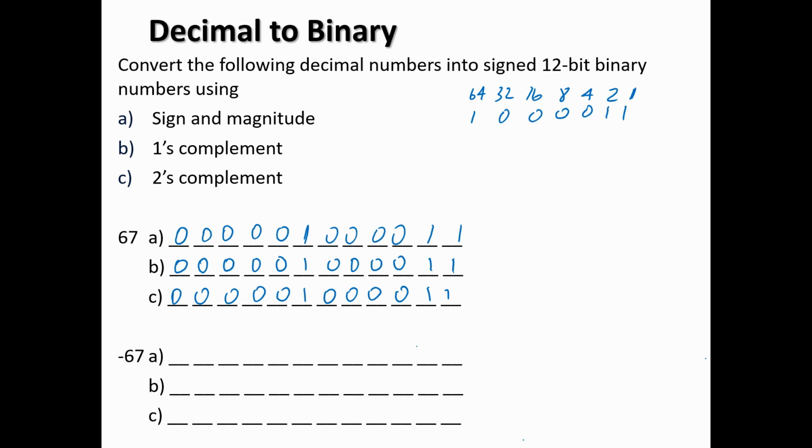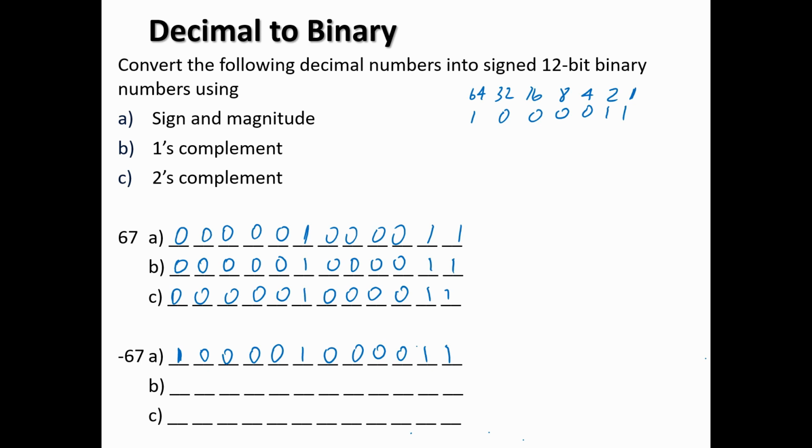What about negative 67? So we already have 67 in binary. If it's sign and magnitude, first we put a 1 for a negative, and then we copy the rest.